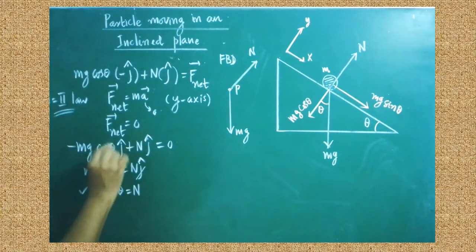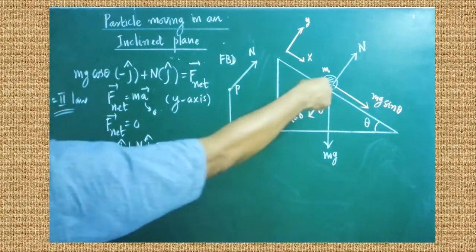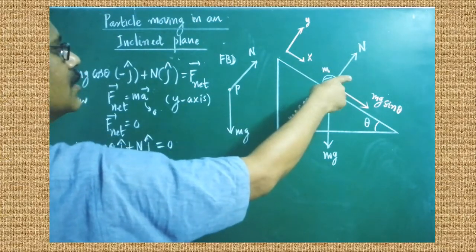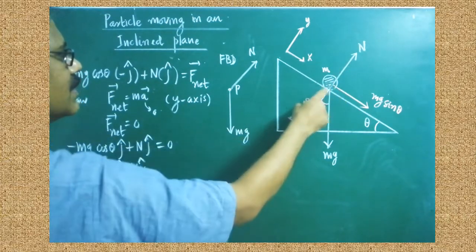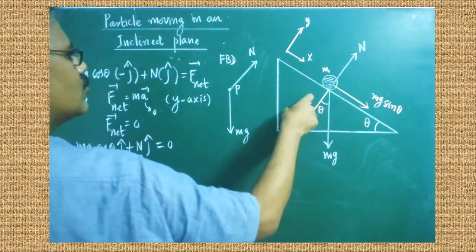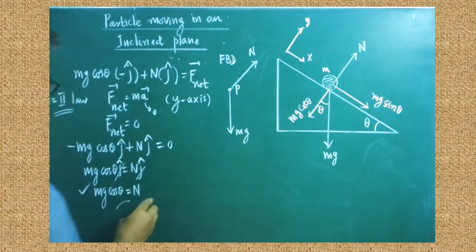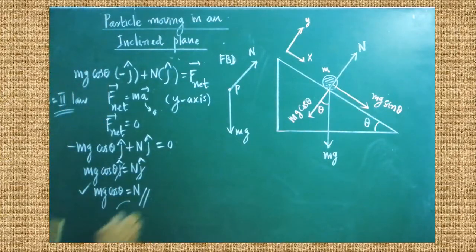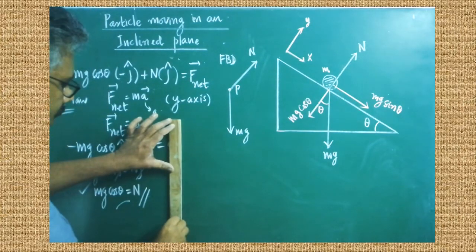So from this what have you understood? The mg cos theta and the normal force are both acting in opposite directions, but their magnitudes are the same. Equal and opposite forces are acting. When equal and opposite forces are acting, the body can't move. So therefore it shows that there is no movement of the body in the y direction. So the y component movement is analyzed.